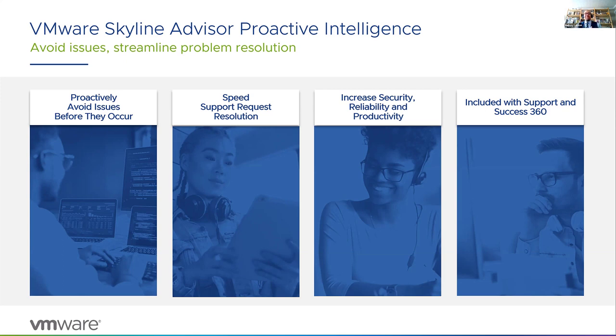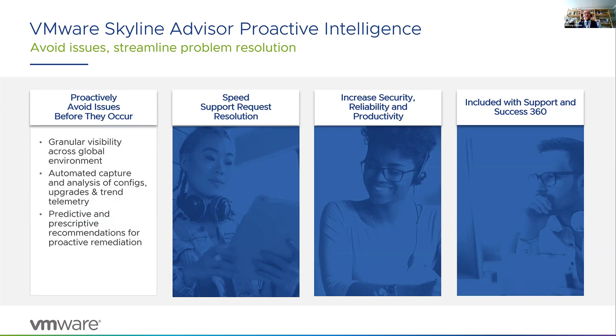So here goes. As a customer, I'm sure you're all very familiar with the traditional, very reactive support scenario, where you experience an issue in your environment, you open up an SR with VMware, and then our tech support team works with you to troubleshoot and resolve that issue. Well, VMware Skyline is actually the next step in that process. It's a proactive support technology, meaning that it can help you avoid issues before they even happen, so you don't even have the problem in the first place.